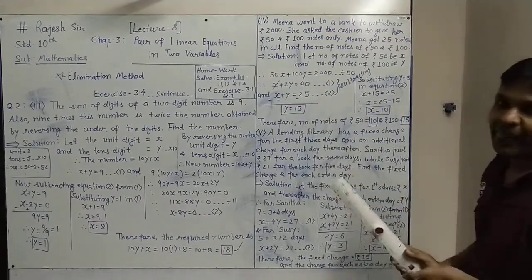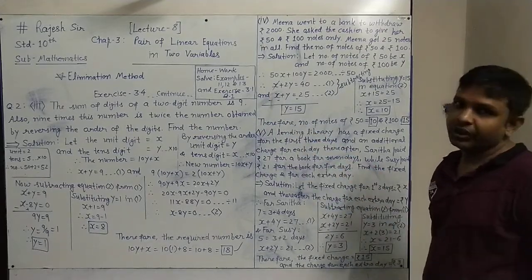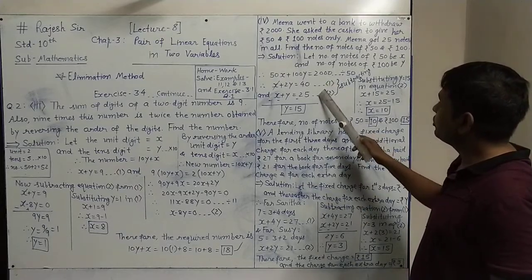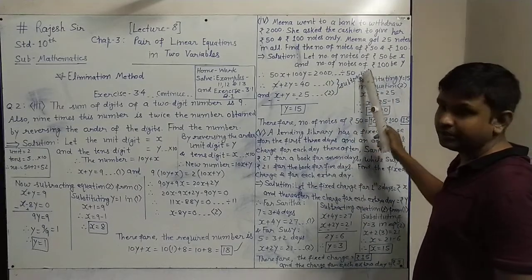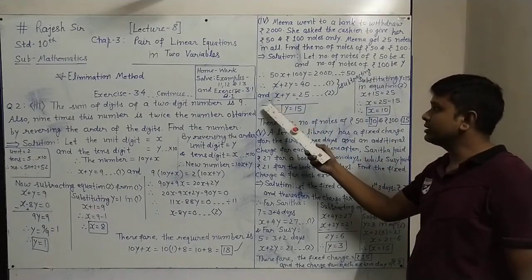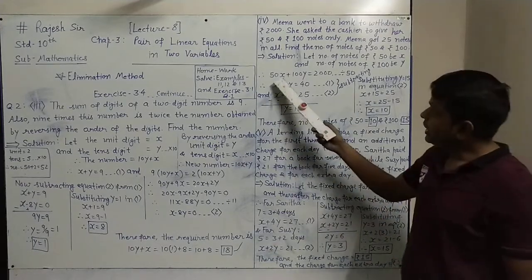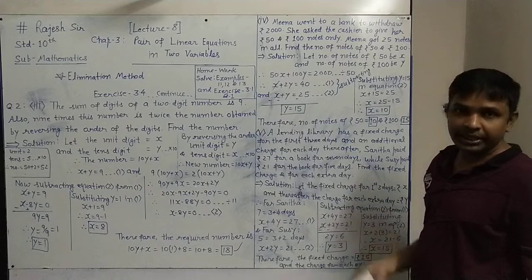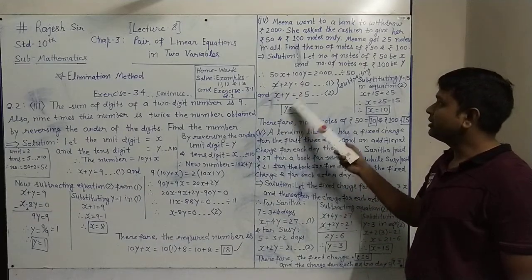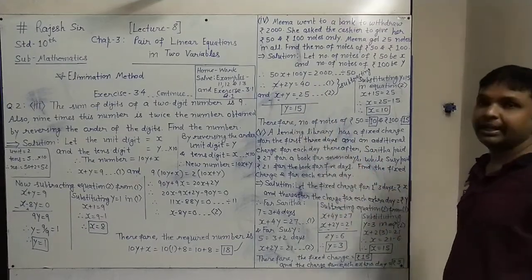Equation number 2. Now the x coefficients are equal here, so we can eliminate x by subtracting equation 2 from equation 1. When we subtract the second equation, its signs change. The x and minus x are eliminated, so 2y minus y will be y, and 40 minus 25 will be 15. So y equals 15.